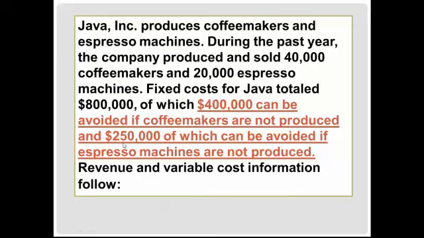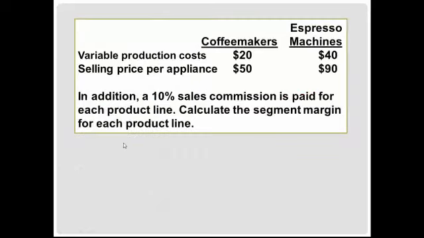Revenue and variable cost information follow. Variable production costs for coffee makers are $20 per unit, espresso machines $40 per unit. Selling prices are $50 and $90 respectively. In addition, a 10% sales commission is paid for each product line. Calculate the segment margin for each product line.